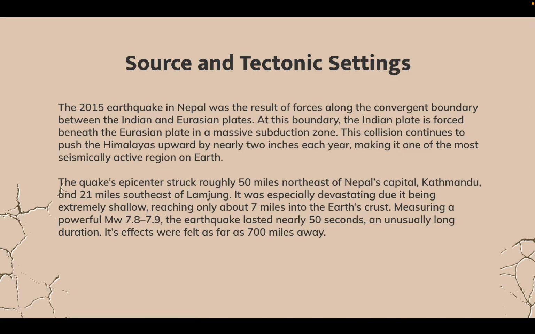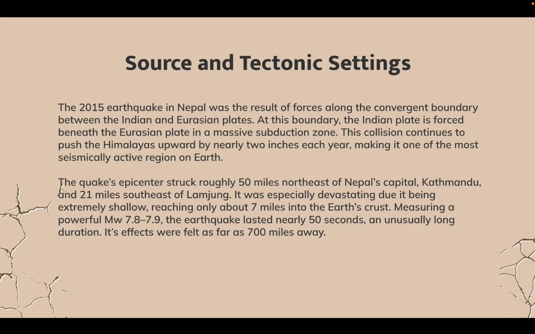We're going to be talking about the plate boundary and what happened. It was a convergent plate boundary between the India and Eurasia plates. This is the boundary that contributes to the rising of the Himalayas, which is about 2 inches per year. The overriding plate is the Eurasia plate, so the India plate sinks into the subduction zone.